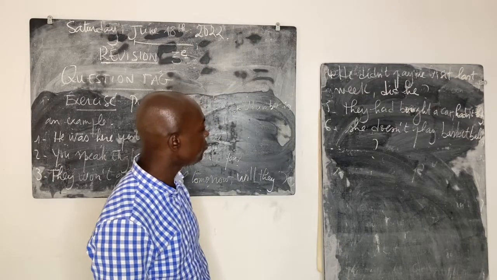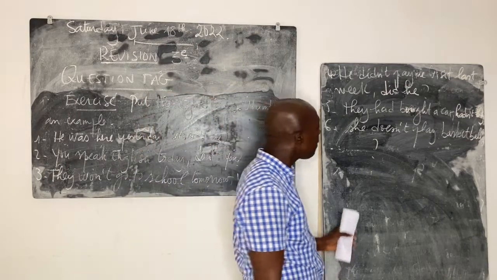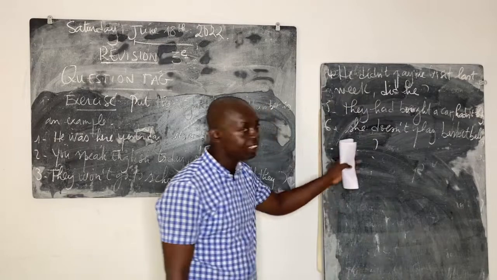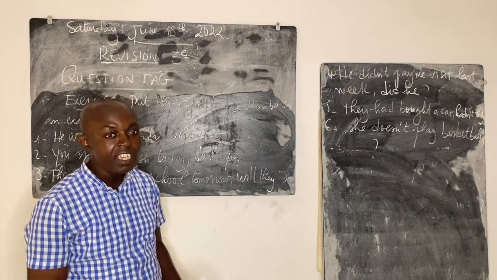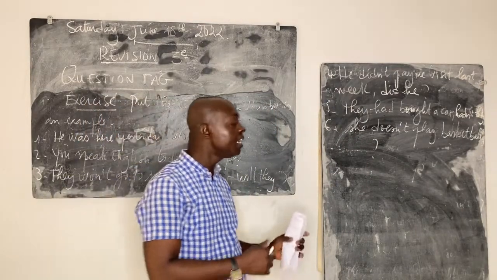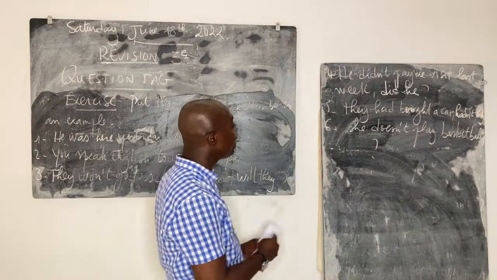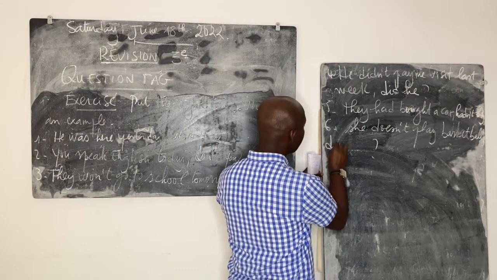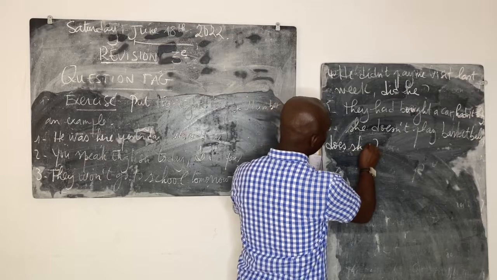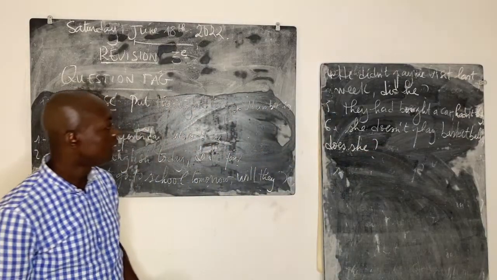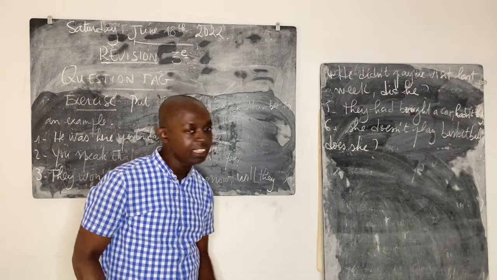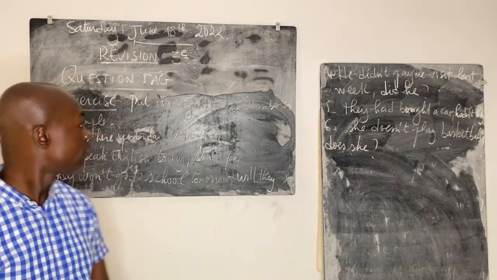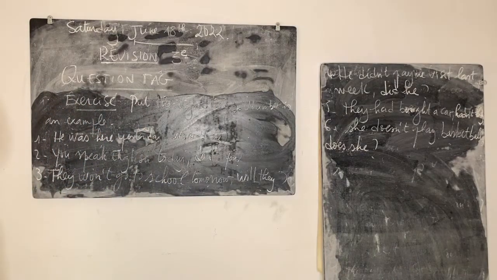6. She doesn't play basketball. Okay, the sentence is in negative form. The tag is going to be interrogative form. So it's going to be does she? Does she? Okay, so this is how to deal with the question tags.